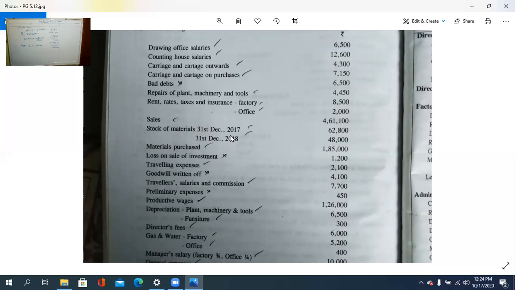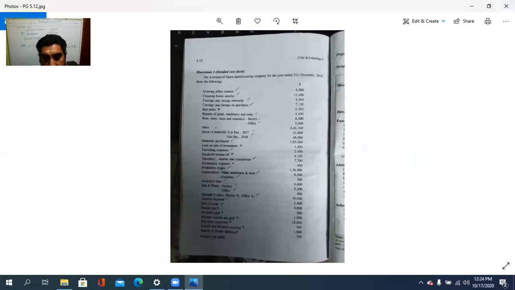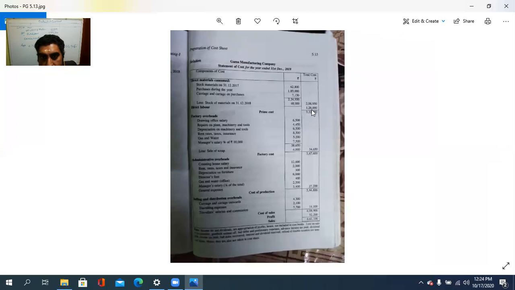254,950 minus 48,000 is 206,950. That is the cost of material. Sorry, not prime cost. Then direct labor, how much is it? 126,000, that is given in the question. So that is the prime cost: plus 126,000 gives 332,950. That is the prime cost.